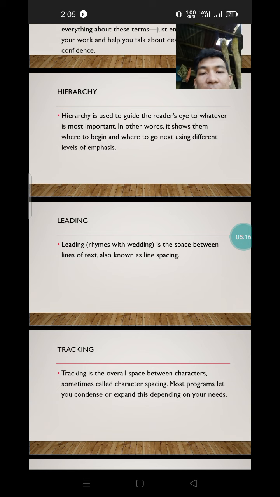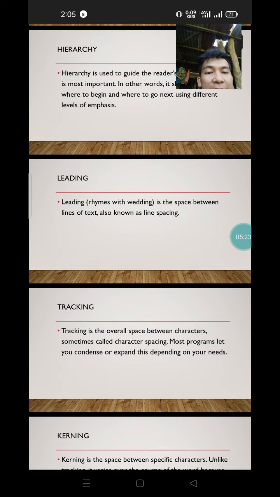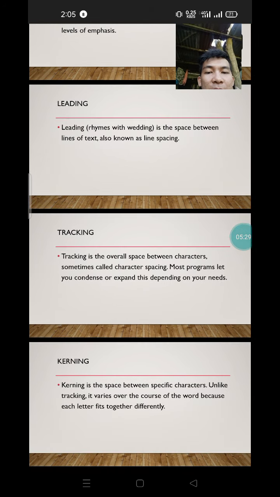Leading. Leading rhymes with wedding. Leading is the space between lines of text, also known as line spacing.